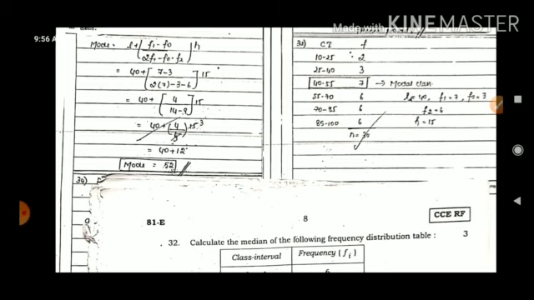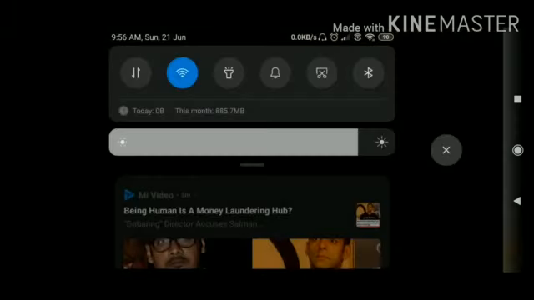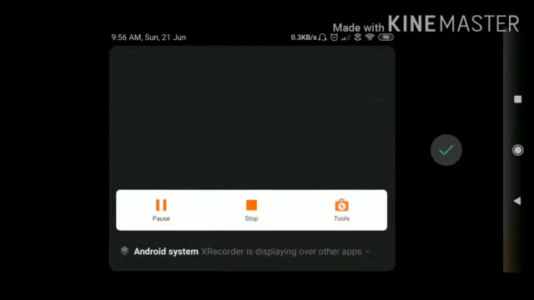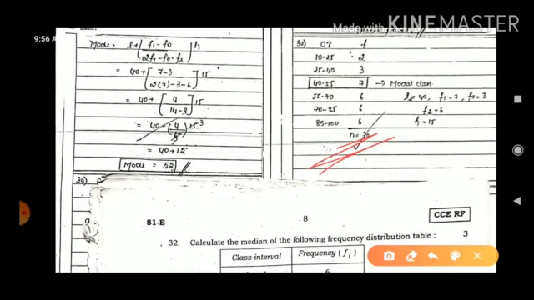So for writing, first you have to write the data. Observe the table, and using the table write the data, F, and the modal class, L, and so on. Substituting in the formula is very important. Formula, substitution, simplification, finally mode is equal to 52. Writing F1, F0, F2, H, L and everything is very important. Please write the formula clearly, then the final answer.